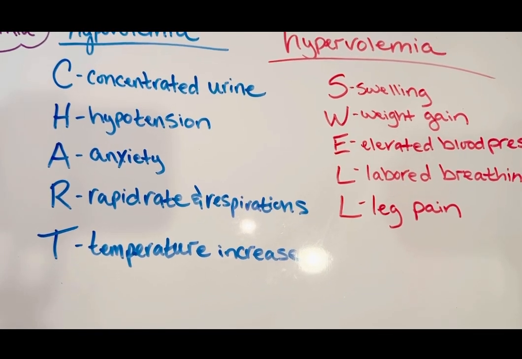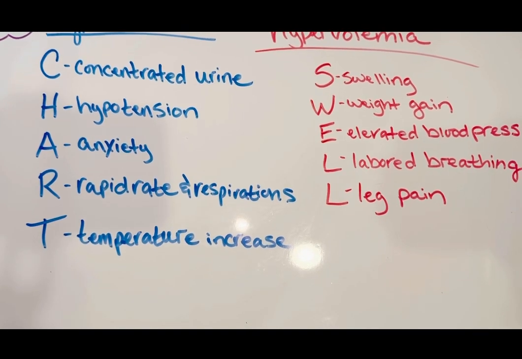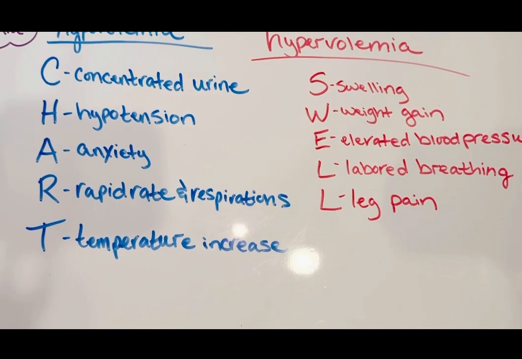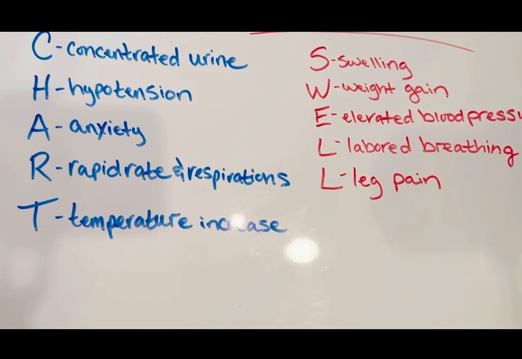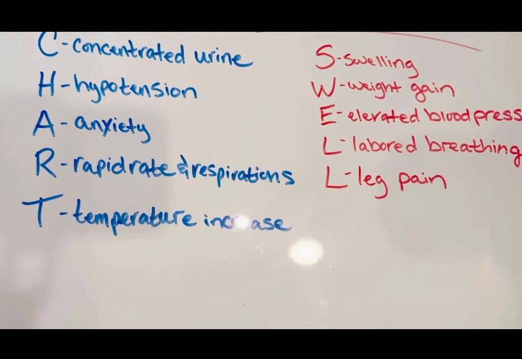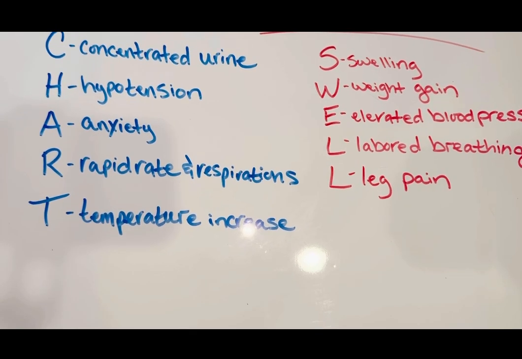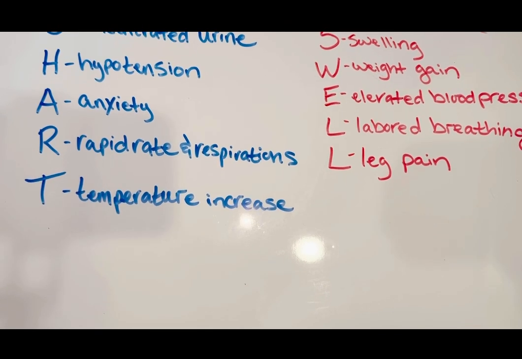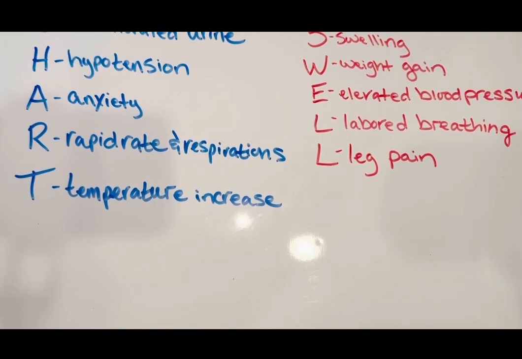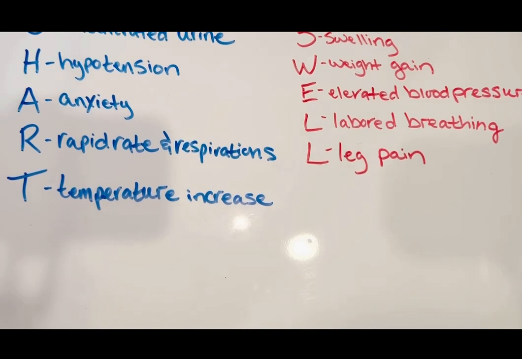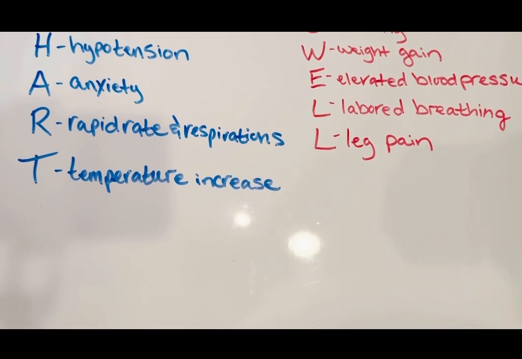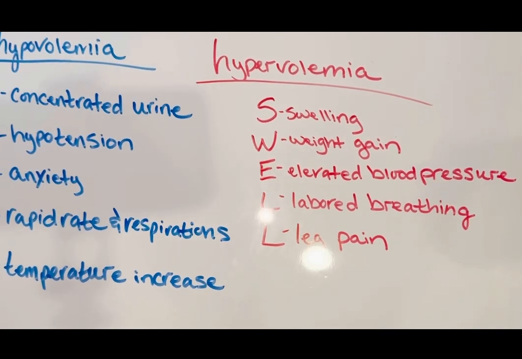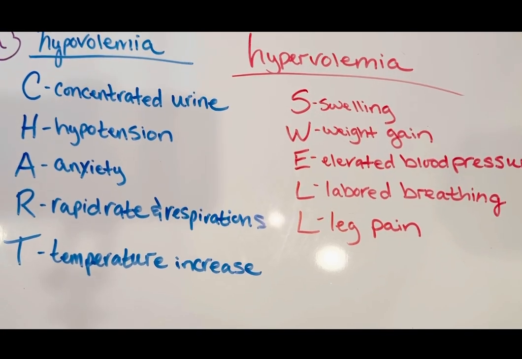Think chart. Concentrated urine, these are the signs and symptoms, by the way. Concentrated urine, H, hypotension, remember that's the low blood pressure. A is for anxiety because it messes with your neurological system. R is for rapid rate and respirations, rate meaning pulse. And T, temperature increase. Okay, now let's move over to hypervolemia, which is fluid overload.